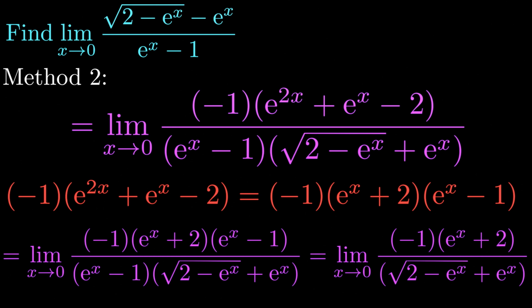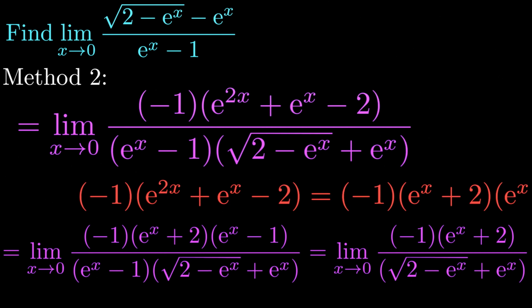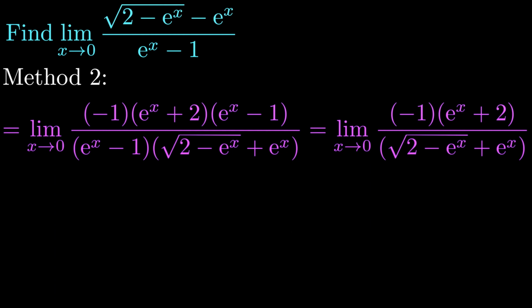We are now able to cancel the e raised to x minus 1 in the denominator with the e raised to x minus 1 in the numerator, and we're left with the limit as x goes to 0 of minus 1 multiplied by e raised to x plus 2, divided by the square root of 2 minus e raised to x plus e raised to x. And now we're able to let x tend to 0 without dividing by 0, and we get the same answer as before, minus 3 divided by 2.